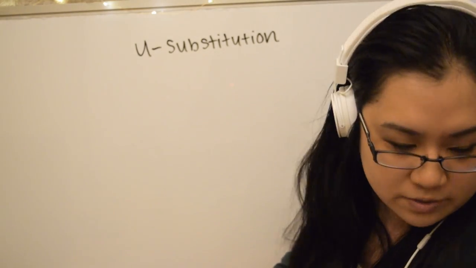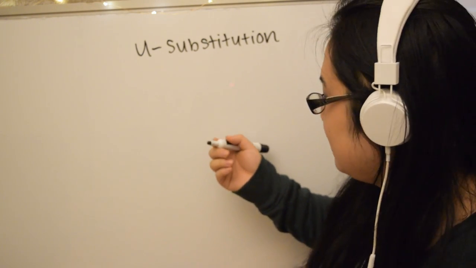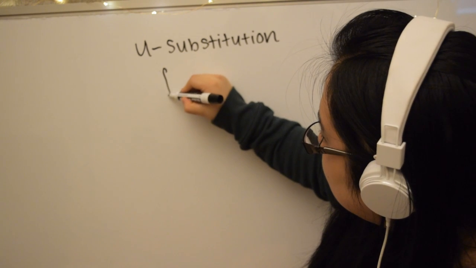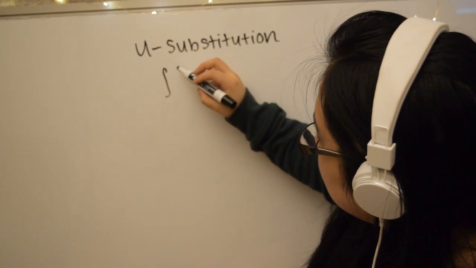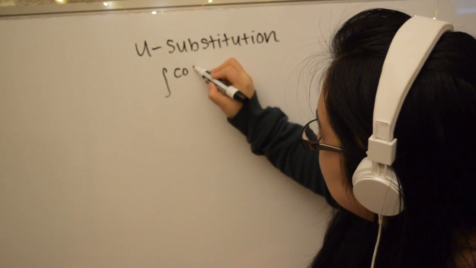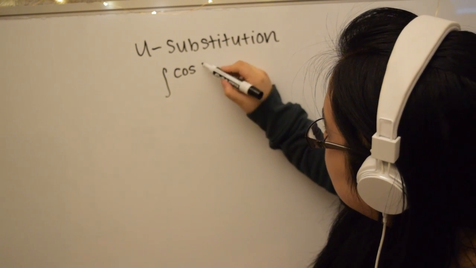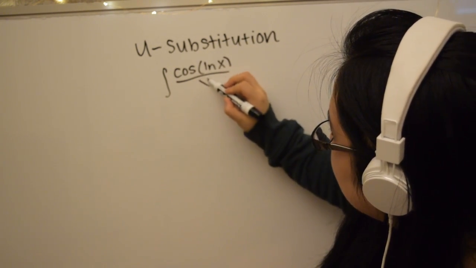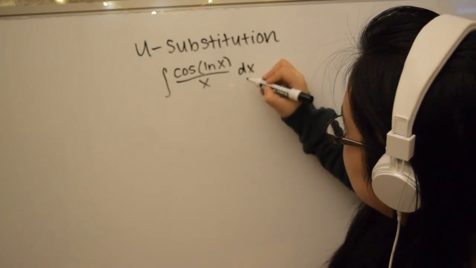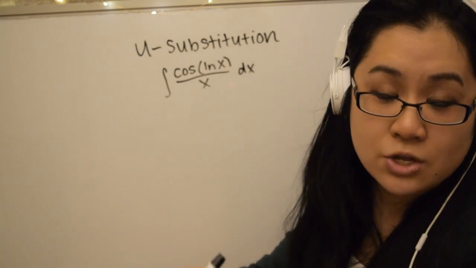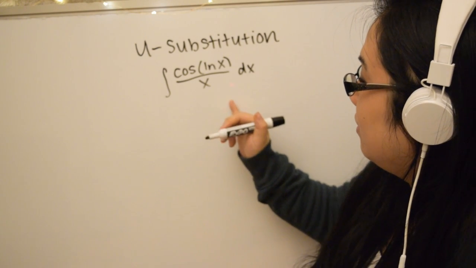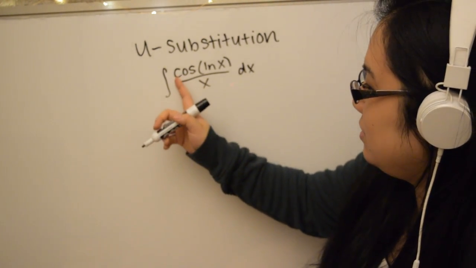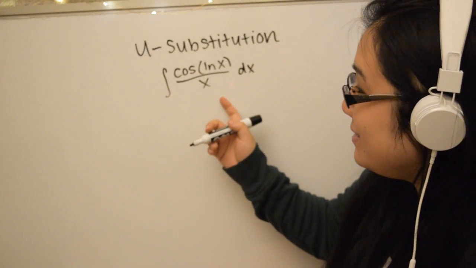Okay, so let us try. Let's see if I can come up with something. The integral of cosine of ln x over x dx. Okay? Like this. So now it's like, well, what do we even pick for u? Like, do we use u equals 1 over x maybe?